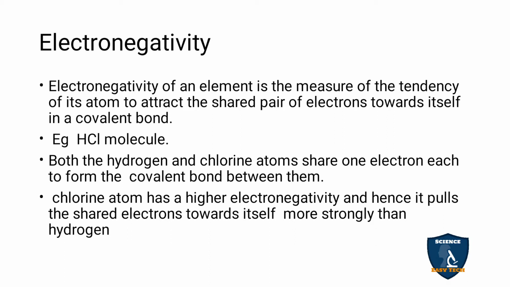So here they have given the hydrogen chloride molecule. Both hydrogen and chlorine atoms share one electron each to form the covalent bond between them. This is hydrogen and this is chlorine. Chlorine shares one electron, in the same way hydrogen is also sharing one electron. So they form hydrogen chloride, HCl.